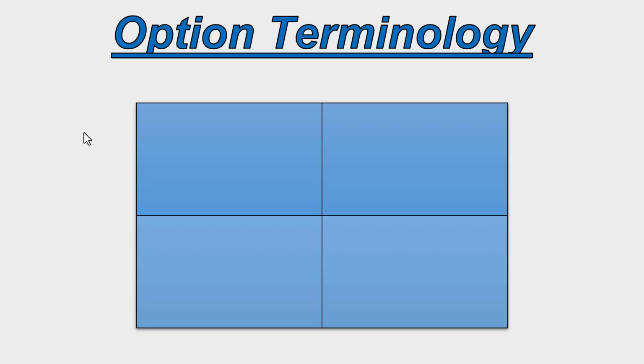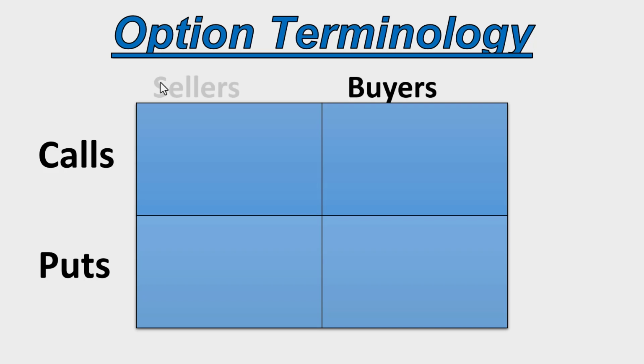Now, before we get too far into this, I want to talk about some basic option terminology. In the options world, there are 2 types of options. There are calls and there are puts. And you have the option, no pun intended, to either buy them or you can sell or write the options. Now, let's focus on the basics first. Let's talk about buying an option.